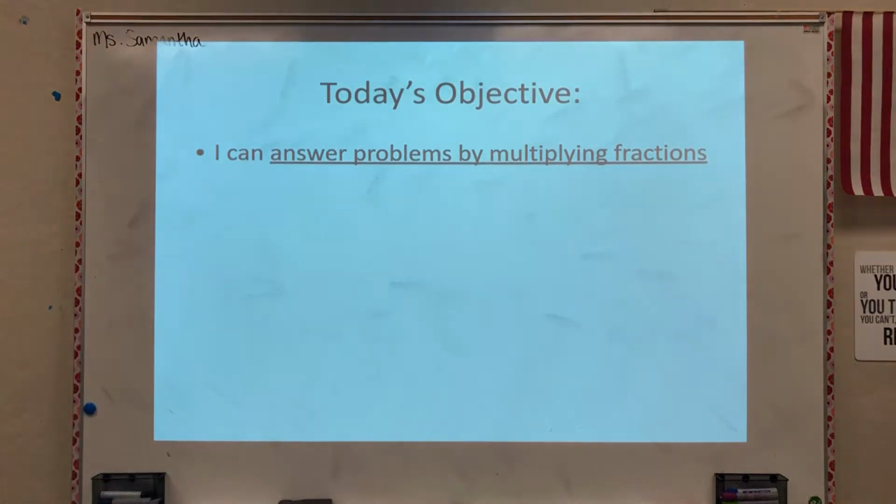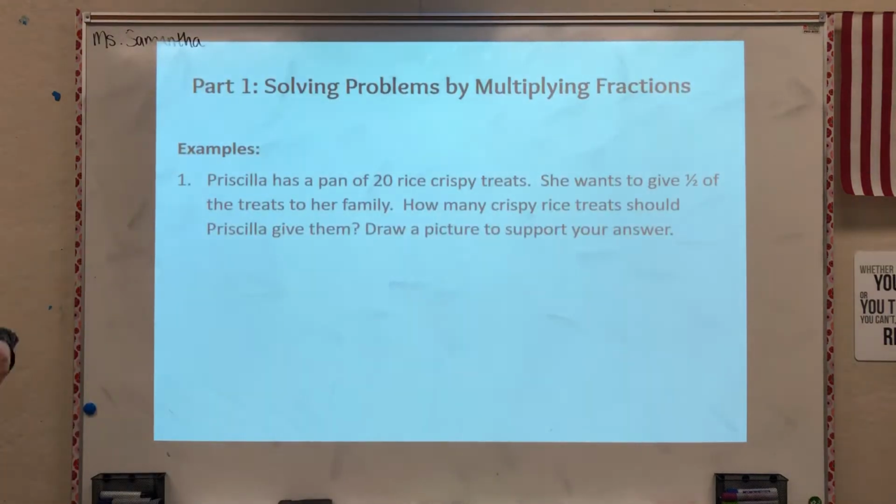Sounds like a plan. To get us started, I've got this fraction question here. It says Priscilla has a pan of 20 Rice Krispie treats. She wants to give half of the treats to her family. How many crispy rice treats could Priscilla give them? Draw a picture to support your answer.